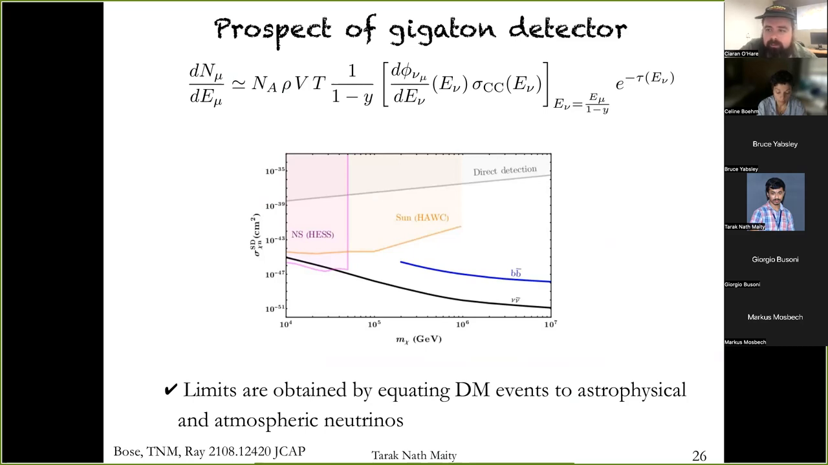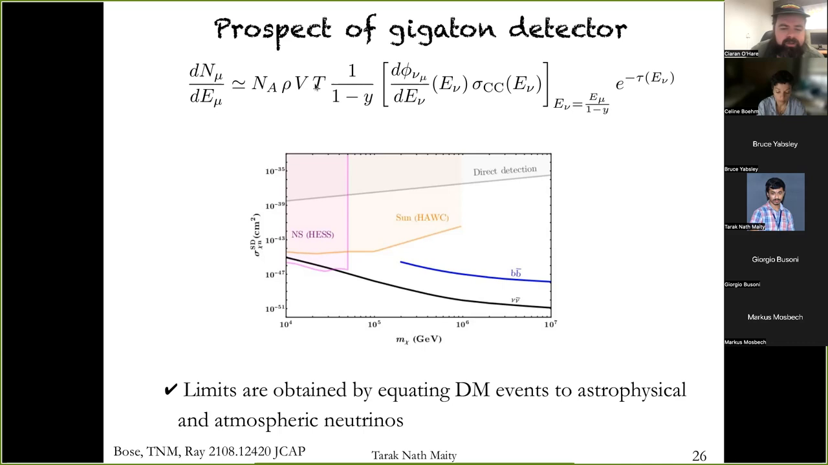So what did you assume for the detector? What exposure time? Oh, that. 5 gigaton, that I can read. I have a typical gigaton-like detector. I exactly forgot the number for this and other things, but it would be 10 years.